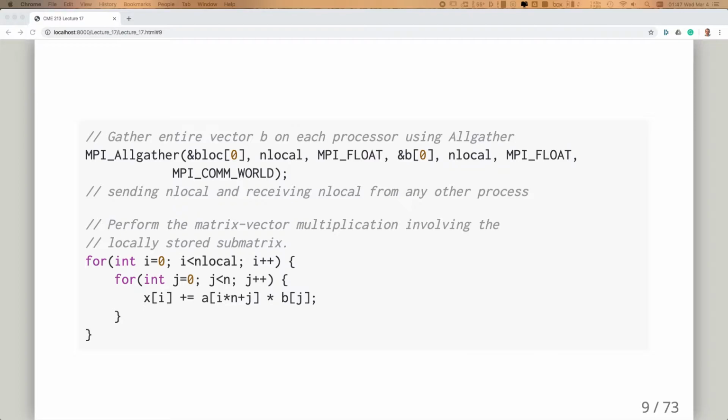Now you have a few rows. You have the entire B, so you can do this multiplication. Now you can see how this looks. Here, row goes from 0 to n local, and this is very common in MPI: there's a global numbering, which is the real row number, and then there's a local numbering for just the rows that you have.